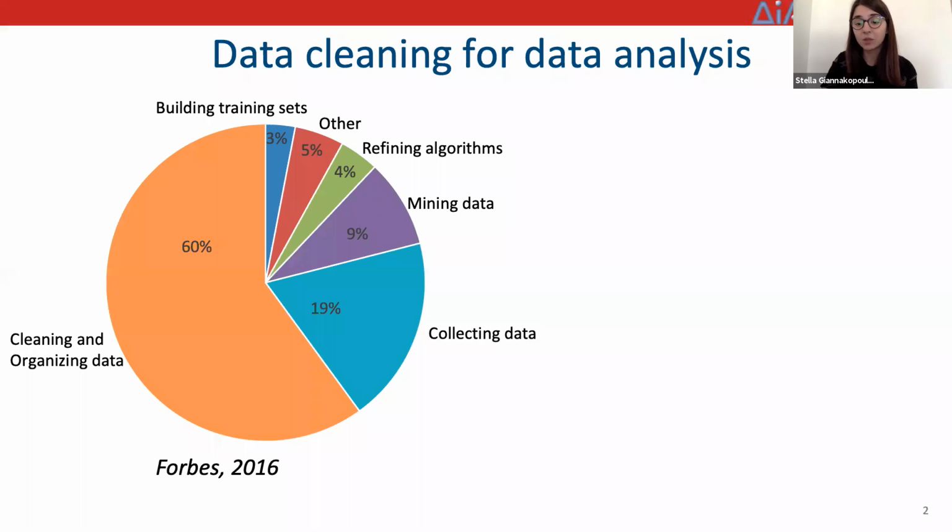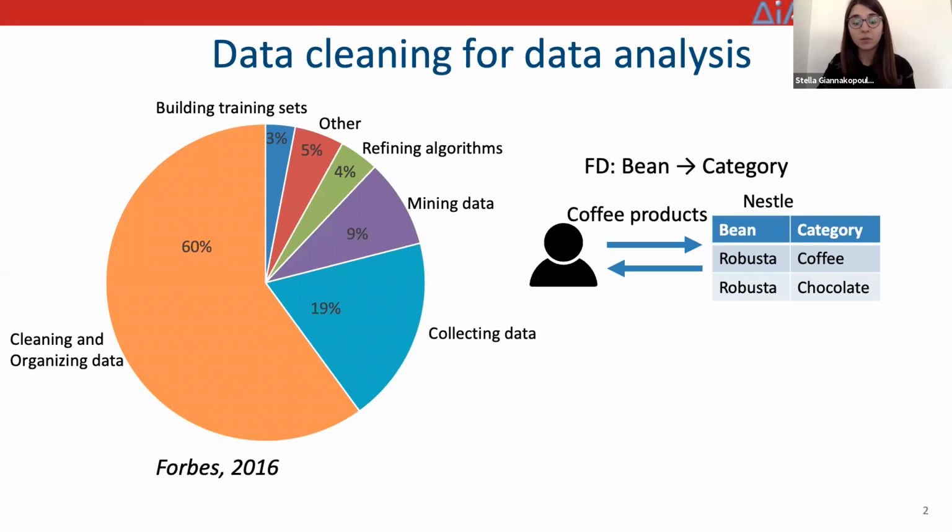Even that is sometimes not sufficient because we might need human effort in order to either annotate the repairs or even worse, to manually fix some of the errors. Another dimension of the problem is that the users identify rules at data exploration time. For example, data scientists in Nestlé often want to analyze coffee products in their database, and as the database is dirty, they might stumble upon several errors like the one shown on the screen, where the Robusta bean appears both as a coffee and as a chocolate product.